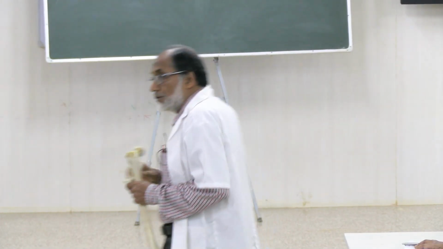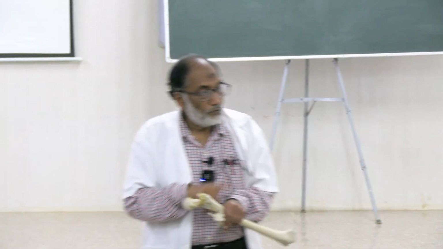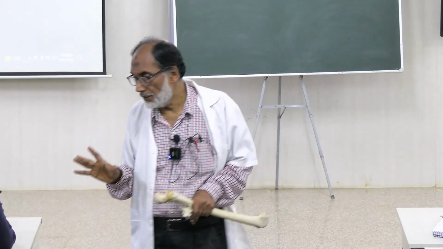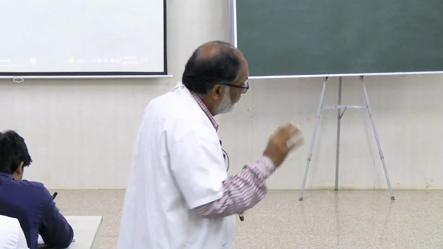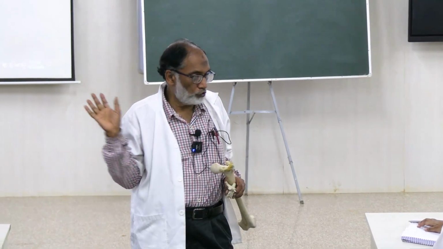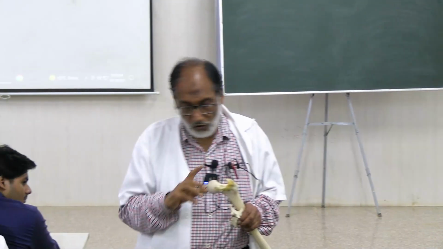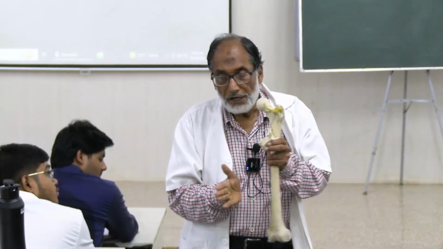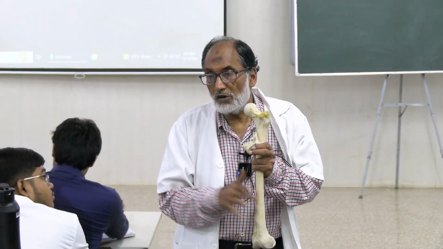Now, tarsal, metatarsal and metacarpal, they are called short bones. Short bones or short long bones. They are called short long bones. What is the difference between these bones, carpal or metacarpal or metatarsal, and long bones? What is the difference?